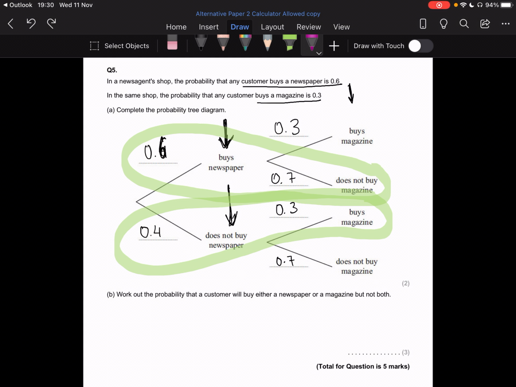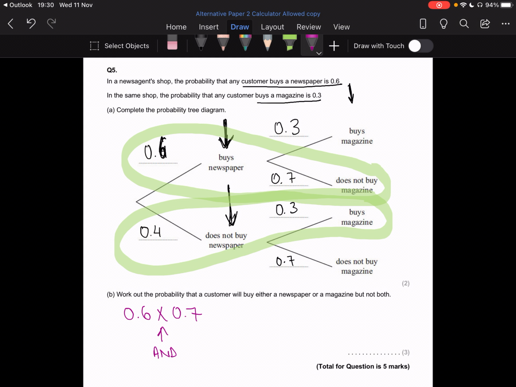So I've identified what probabilities I'm working with and what branches I'm going down. I'm going to do a bit of multiplication and addition now. The probability of buying a newspaper and not buying a magazine is 0.6 times 0.7, because in probability when we hear and, we multiply.